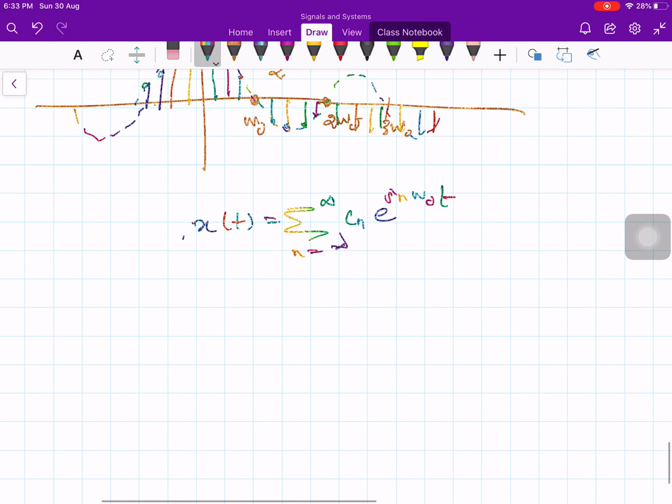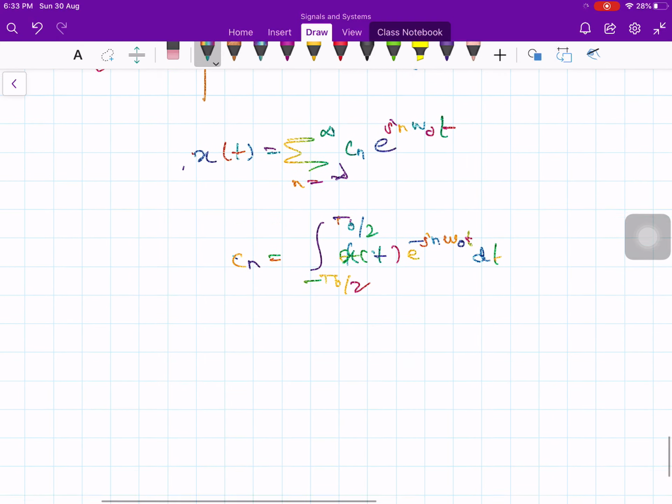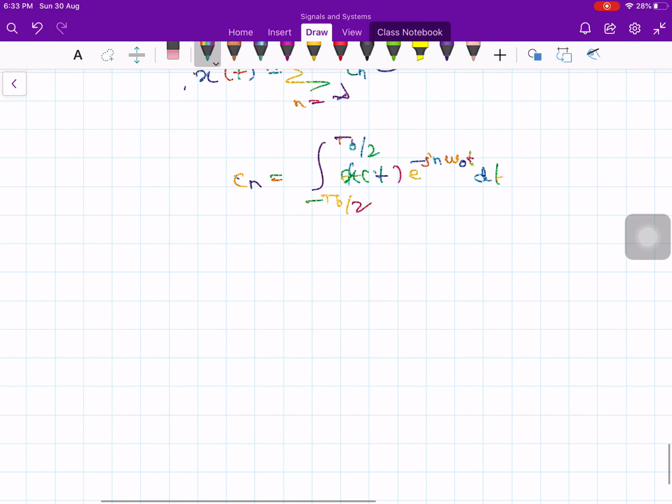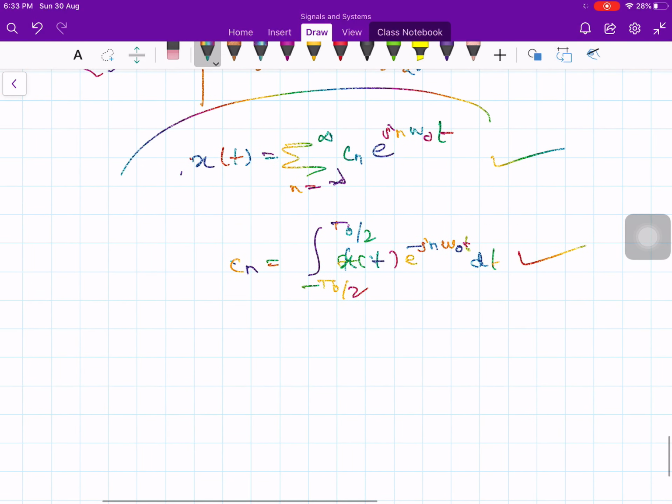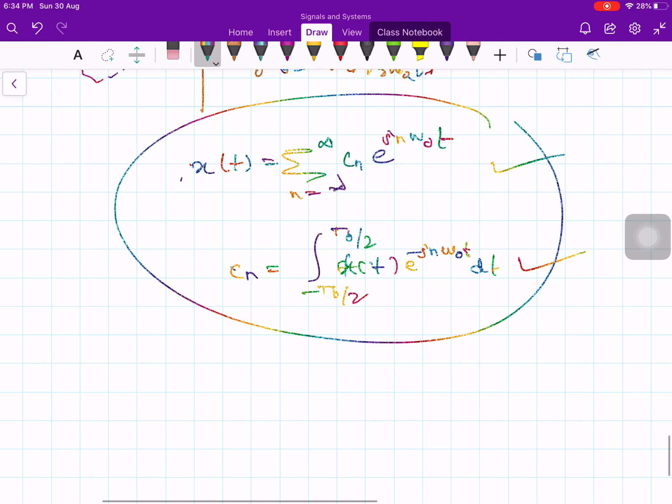Now how do you find out Cn? Cn is equal to the integral from minus T naught by 2 to plus T naught by 2 of x(t) times e to the power minus j n omega naught t dt. Just to recall what I did in the previous lectures, I am repeating it now. So this is the Cn formula and this is the xn formula. These are the two general expressions, and the waveform is like a square waveform.